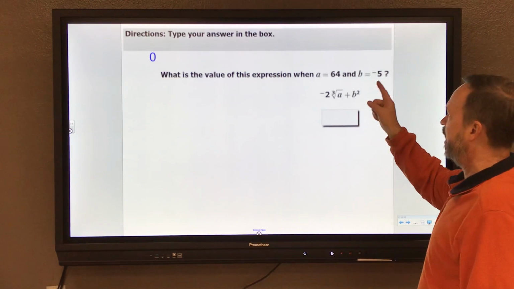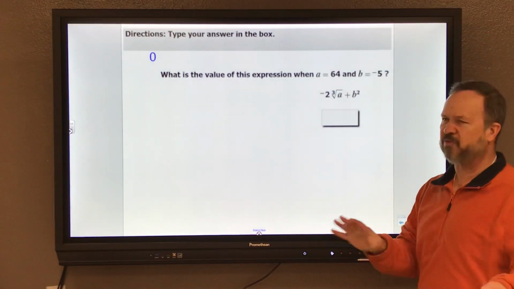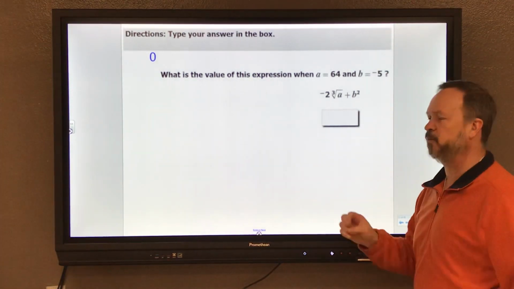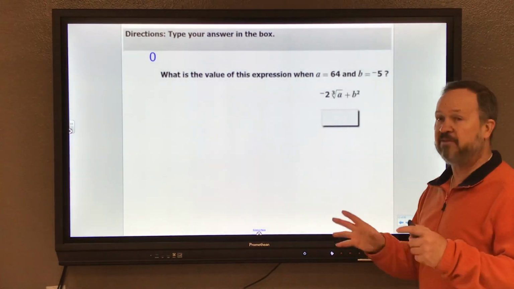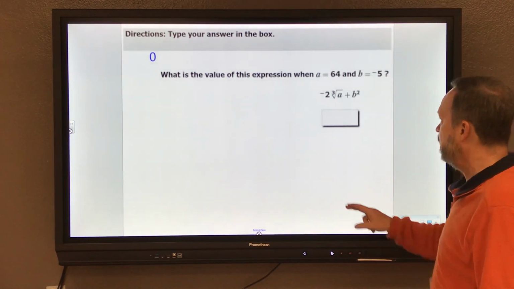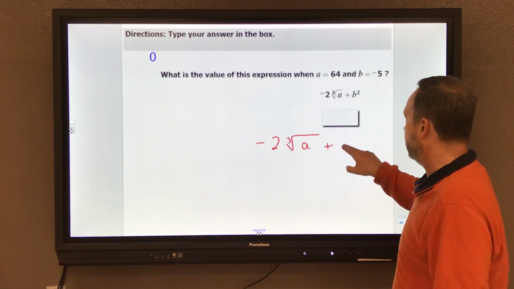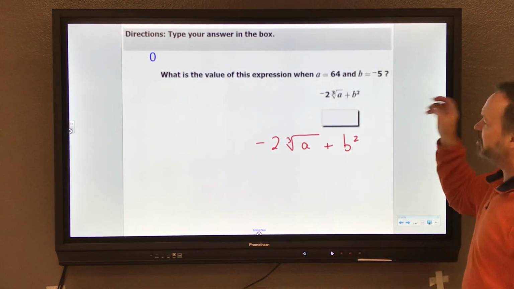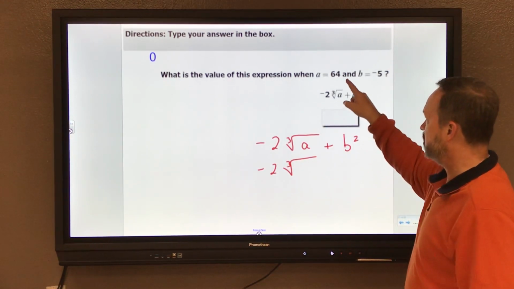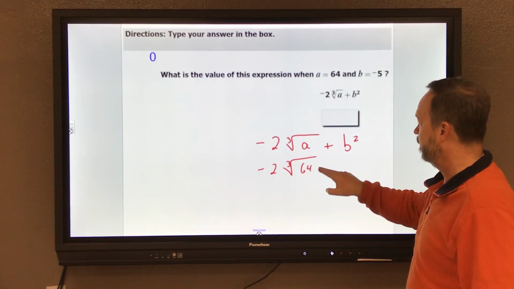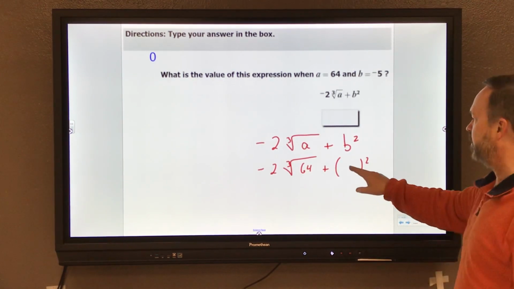What is the value of the expression when A is 64 and B is negative 5? Now I will say this, when they give you something like this, you've been doing formulas since 5th grade, plugging in values for length and width to find area and volume, and you've been using formulas a long time. So plugging in values is not a big deal. So let me take this original problem, that's negative 2 times the cube root of A plus B squared. Let's plug in the pieces where they go. So that's a negative 2, it's the cube root of 64, right? A is 64. Plus B squared. Now I'm going to put the B in parentheses because I'm going to square the negative 5.